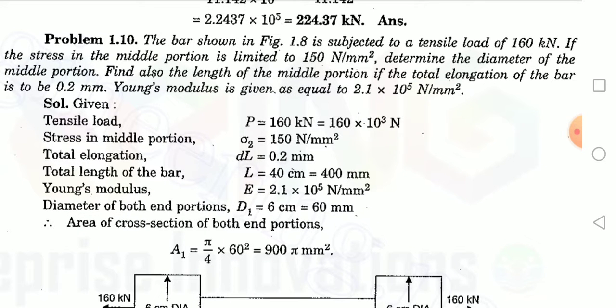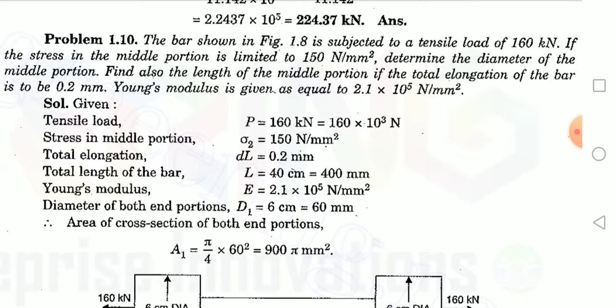The bar shown in figure is subjected to a tensile load of 160 kilonewton. If the stress in the middle portion is limited to 150 newton per millimeter squared, determine the diameter of the middle portion. Find also the length of the middle portion if the total elongation of the bar is to be 0.2 mm. Young's modulus is given as equal to 2.1 into 10 power 5 Newton per millimeter squared.